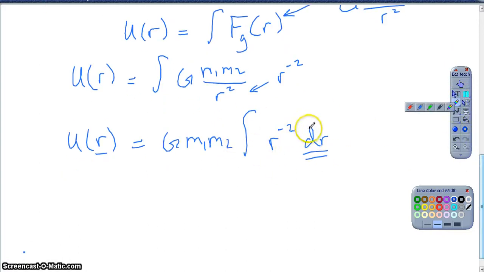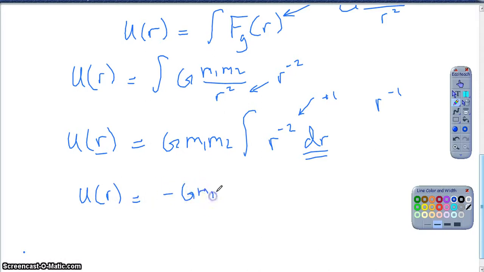Well, because it's a negative 2, I would integrate that by adding 1 to the power and then dividing by that new constant. So I'd add 1 to that, so now it'd be r to the negative first, and then I'm dividing by that new negative 1, right? So what I end up with then is U of r equals negative G m1 m2 all over r.